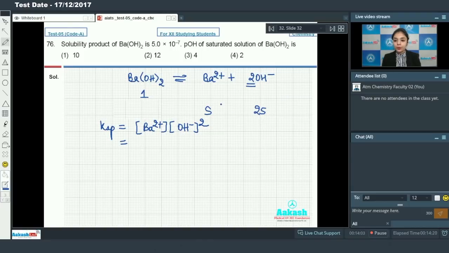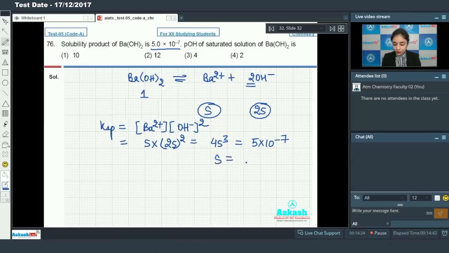So barium 2 plus की concentration कितनी है? S, and OH minus की it is 2S. So 2S square. तो ये कितना हो जाएगा? It will be 4S cube. और Ksp की value you have been given, that is 5 into 10 raised to the power minus 7. तो यहाँ से you can calculate the value of S. So it will be equal to 5 into 10 raised to the power minus 3.